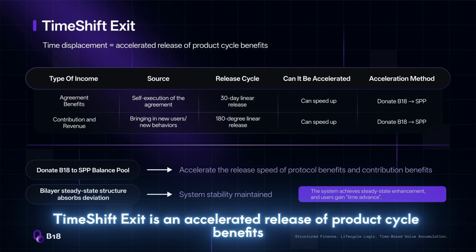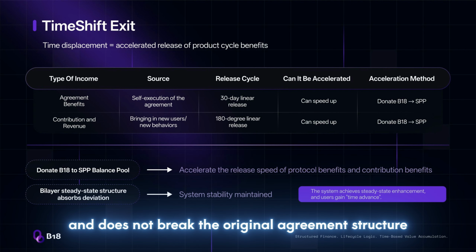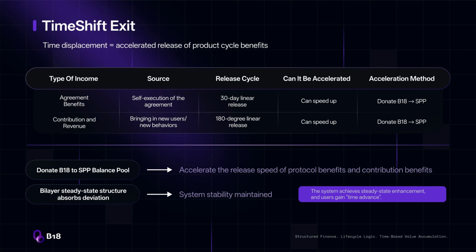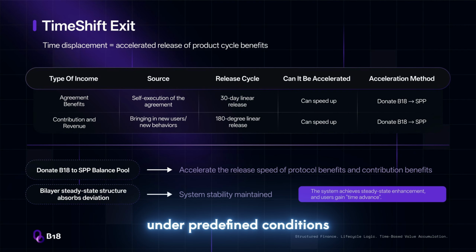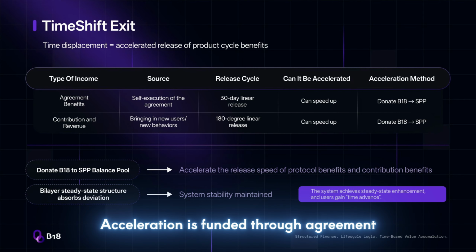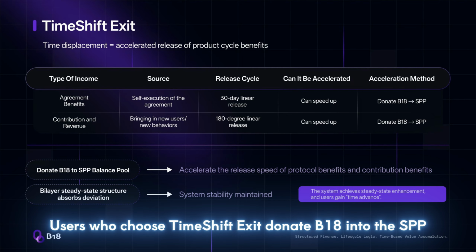Time shift exit is an accelerated release of product cycle benefits. It does not create new yield and does not break the original agreement structure. Instead, it advances future benefits forward in time under predefined conditions. Acceleration is funded through agreement benefits and contribution revenue, not from the Treasury principal.